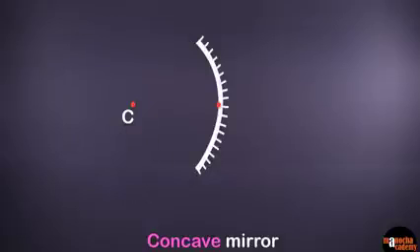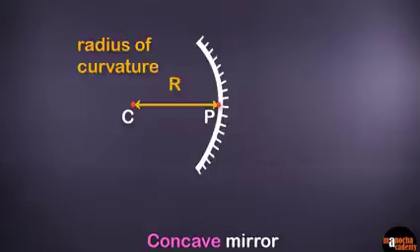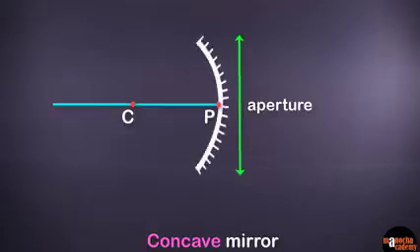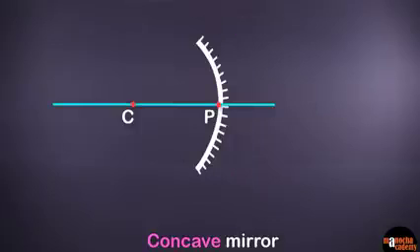The center of the surface of the concave mirror is called the pole, represented by P here. Radius of curvature R is the radius of this sphere. The straight line passing through the center of curvature and the pole is called the principal axis. The portion of the mirror where the reflection of light takes place is called the aperture of the mirror, represented by M M dash here. Remember, the concave mirror is a converging mirror.